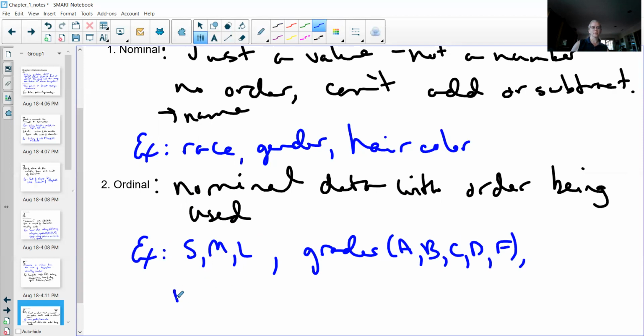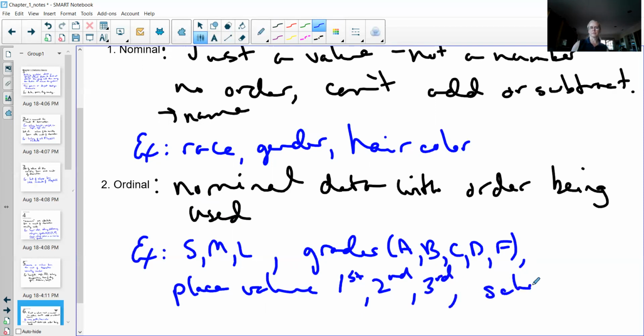Your place value in a race. If you're first, second, or third. Your school ranking. So again, there's still no numbers here per se, but you can put an order to them. And again, there's not a lot of these. It's a little bit harder to come up with these.